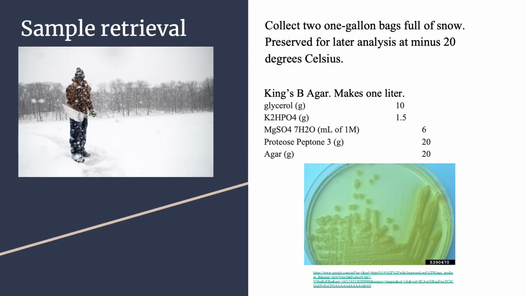We collected 2 gallons of snow and stored it at negative 20 degrees Celsius, and then we got to work on our agar plates. Pseudomonas typically grows best on King's B agar, so we used King's B agar to make our plates, and the recipe is seen below, and it was provided by Tim Hastings.